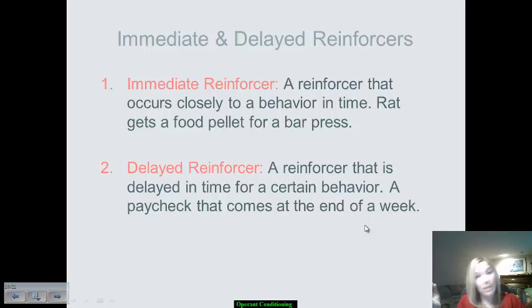You feeling like your stomach is growling really, really hard when you come home from school. You go to the refrigerator and you grab an apple for a snack. That apple is an immediate reinforcer.